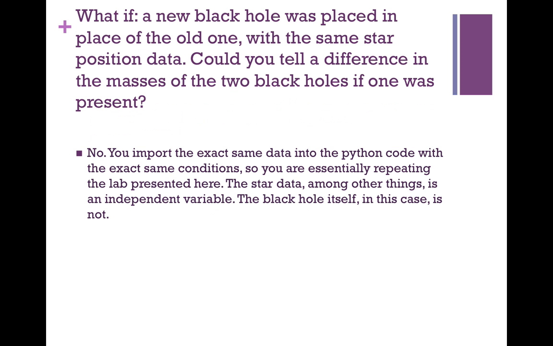So if a new black hole was placed in place of the old one with the same star position data, could you tell the difference in the two masses if a difference was present? No, because you're putting in the exact same data. So everything is exactly the same. You're running the exact same lab again, and you shouldn't expect a different mass. It doesn't matter because the data of the star is a dependent variable. The black hole itself is not. And so that is it for my lab.